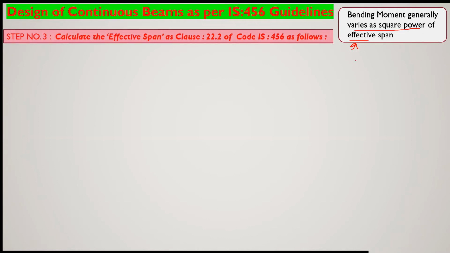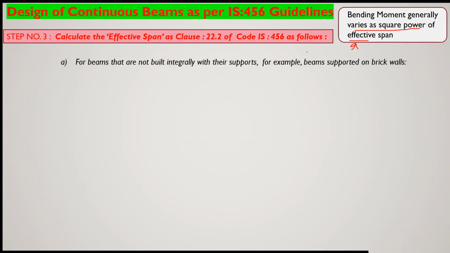So code has again given us some guidelines. This will come under step number 3. Step number 3, calculate the effective span as per clause 22.2 of IS 456. So how will we decide the effective span? Let us go through the guidelines.